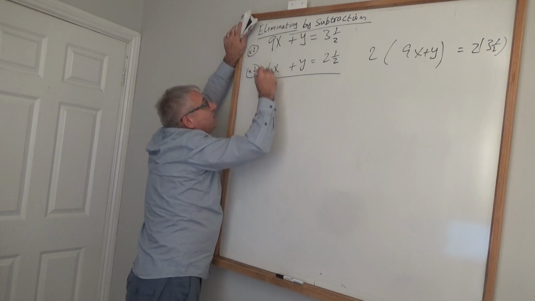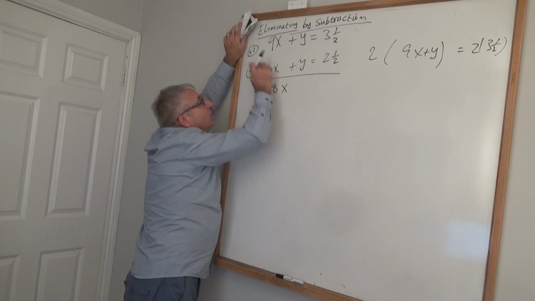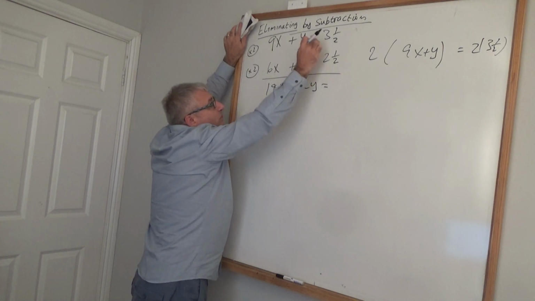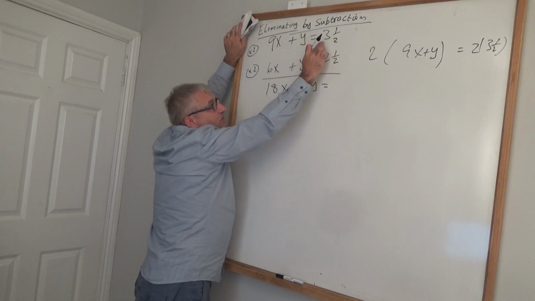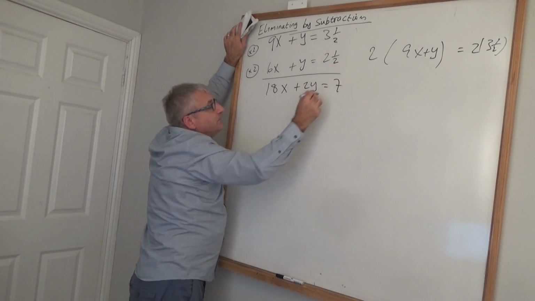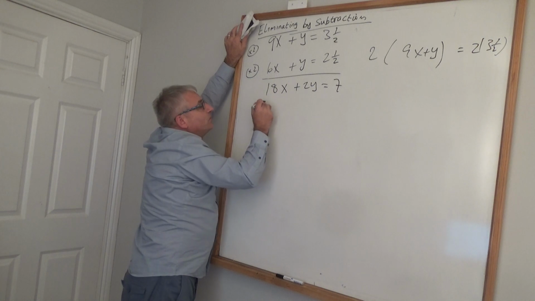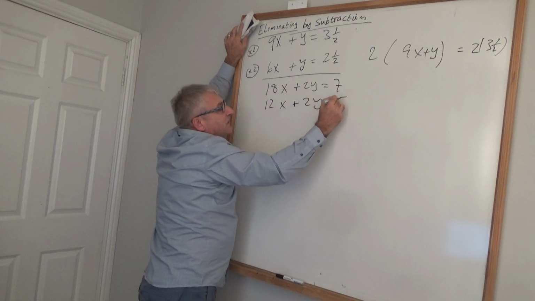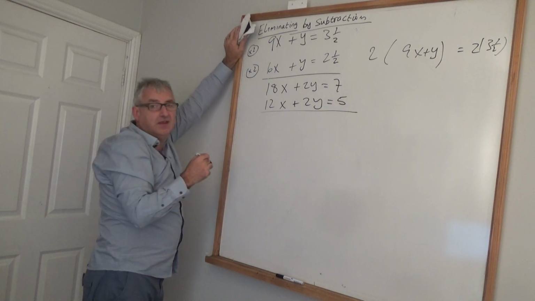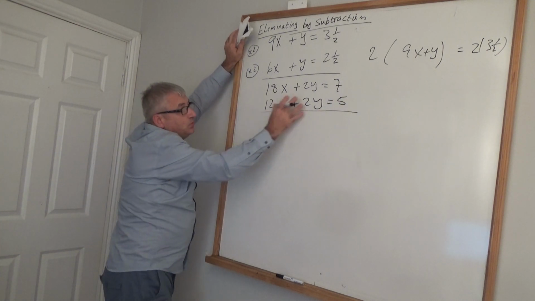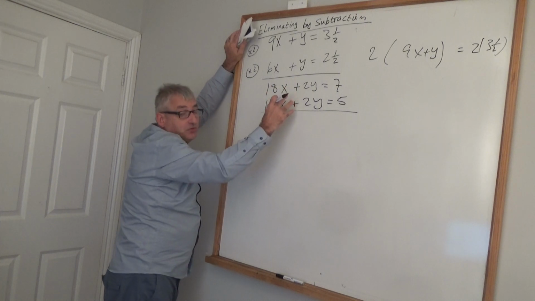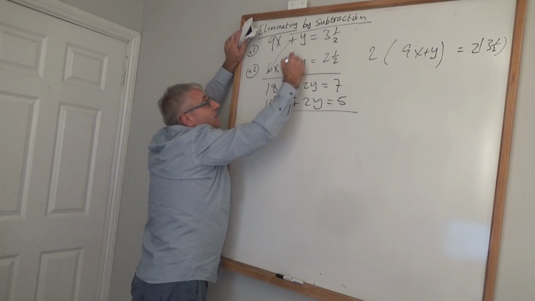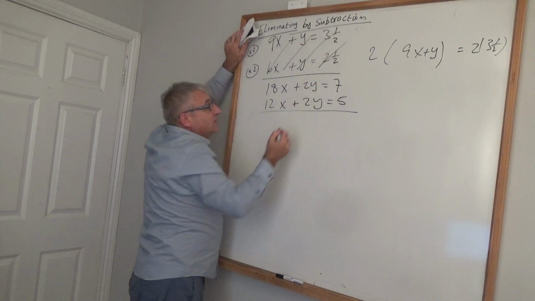So 2 of them is 18x. 2 of them is 2y. And 2 of them, multiplying across the equals, is 7. And furthermore, we get a 12x, a 2y, and a 5. And this becomes our new home, because when we're going to substitution, we're going to come back here. We're not going to see that again. We're not going to need it again.